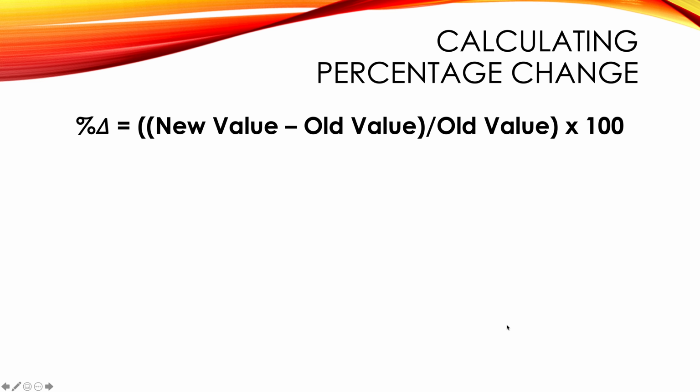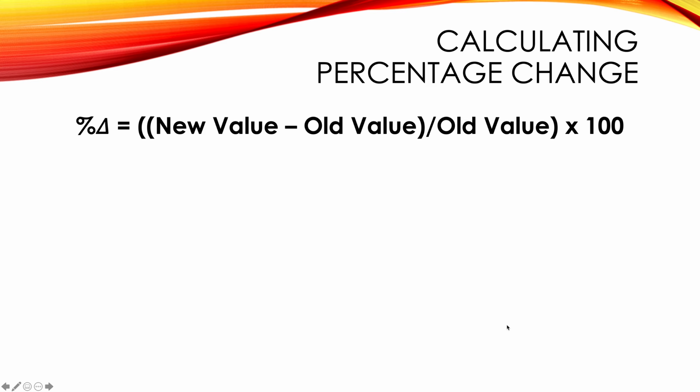First things first, percentage, fine, but that little triangle, if you're not familiar with that Greek letter, that is the Greek letter delta, and it means change. So I'm going to abbreviate percentage change as percentage symbol delta. And here's how you calculate it. You take the new value minus the old value, take the result of that, and then divide it by the old value and multiply it by 100.